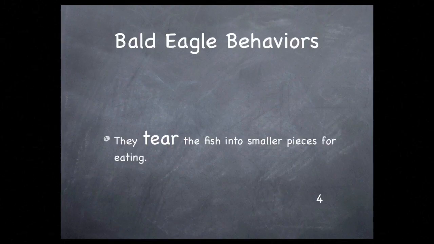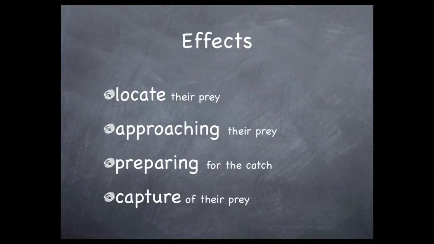Now let's look at what those behaviors do for the bald eagles. That high lookout point is used so they can locate their prey. It's also a result of looking down. Their swooping down results in approaching their prey. Extending their talons is all about preparing for the catch. Closing those talons and sinking them into the fish's body results in the capture of their prey.